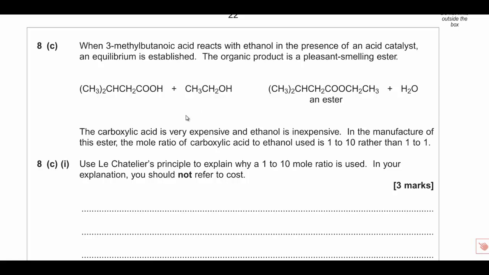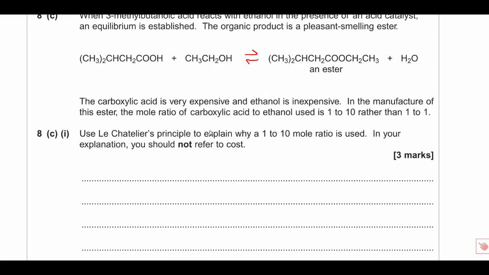So 8C, when 3-methylbutanoic acid reacts with ethanol in the presence of an acid catalyst and equilibrium is established. Again, it's stolen my symbols. Thieves. So an ester is produced. Carboxylic acid is very expensive and ethanol is inexpensive. In the manufacture of this ester, the mole ratio of carboxylic acid to ethanol used is 1 to 10 rather than 1 to 1.